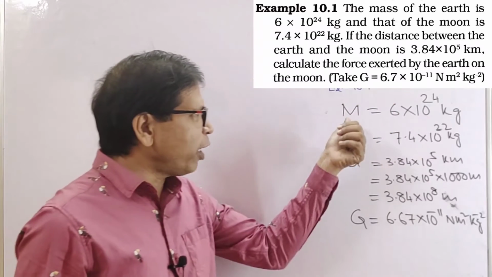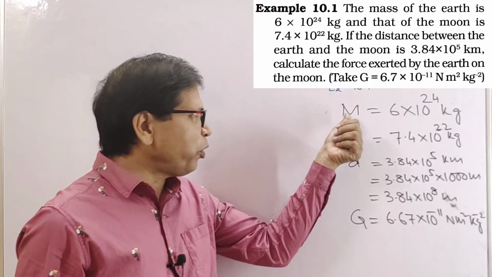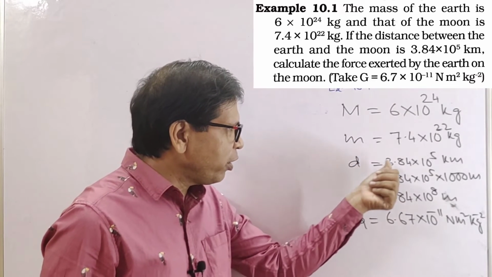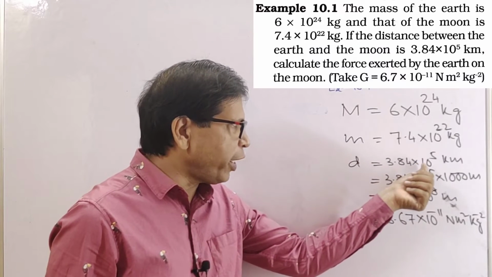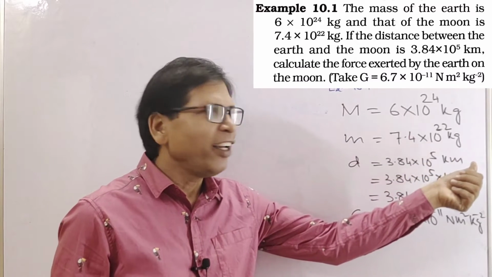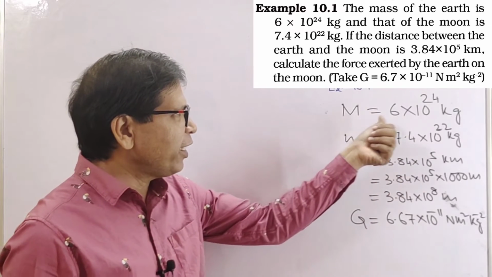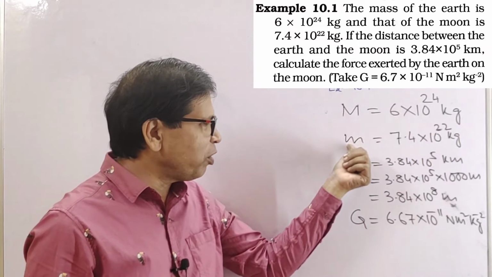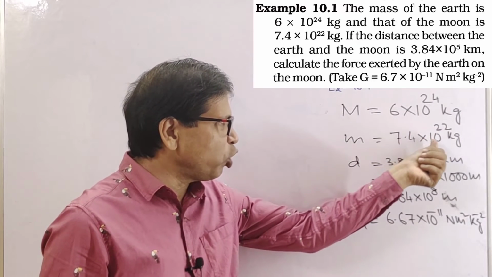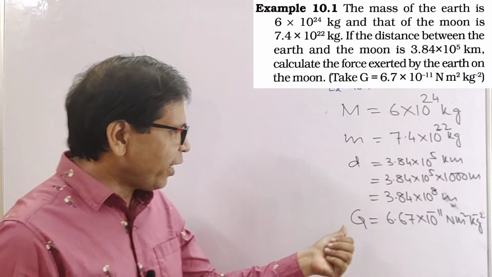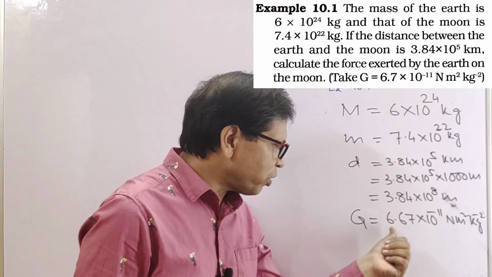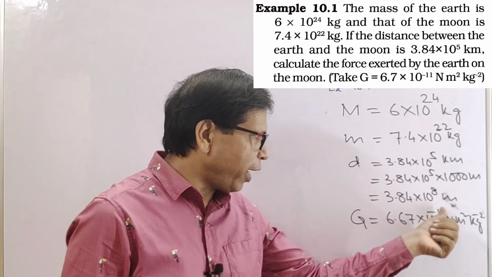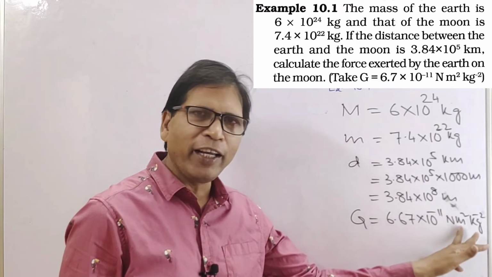We have to calculate the force of attraction between Earth and Moon separated by the distance of 3.84 × 10^5 kilometer. Here the mass of the Earth is 6 × 10^24 kg, the mass of the Moon is 7.4 × 10^22 kg, and capital G is equal to 6.67 × 10^-11 Newton meter square kg to the power minus 2.